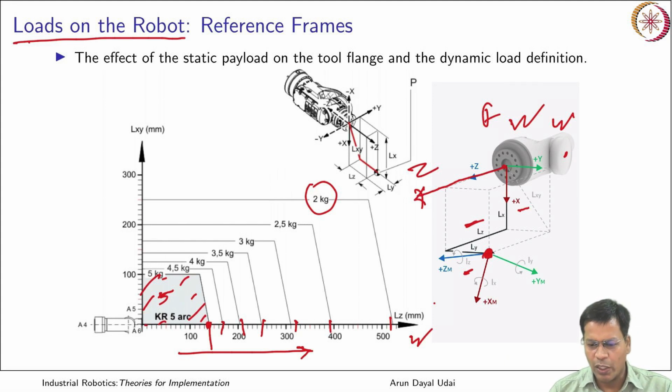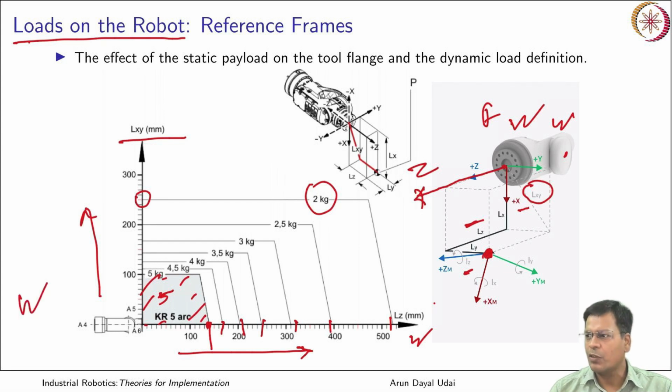And it is there also along xy. So this is the xy distance which is here, and that is mentioned here. So if you increase along xy, again you see you have less amount of load that you can carry. This is the static load calculation only. This is what is given in your data sheet, but dynamic load will be even less.